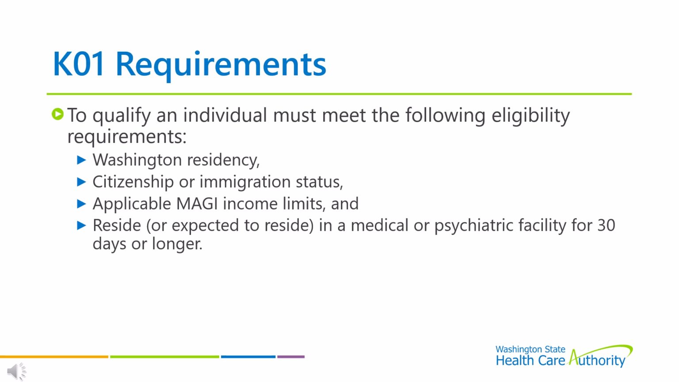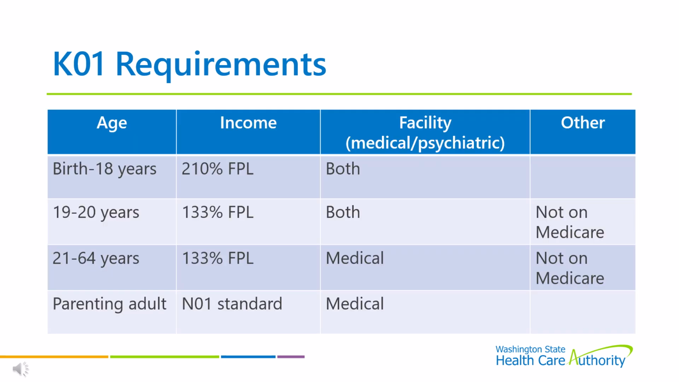After age 19, children who do not meet immigration citizenship status are only eligible for Apple Health if they meet alien emergency medical criteria. There is also a limit on the number of available nursing home beds for these individuals and would require approval from the Department of Social and Health Services, Aging and Long-Term Care Services Administration, also known as ALTSA. In addition to the K01 requirements on the previous slide, individuals must meet the following requirements by age.